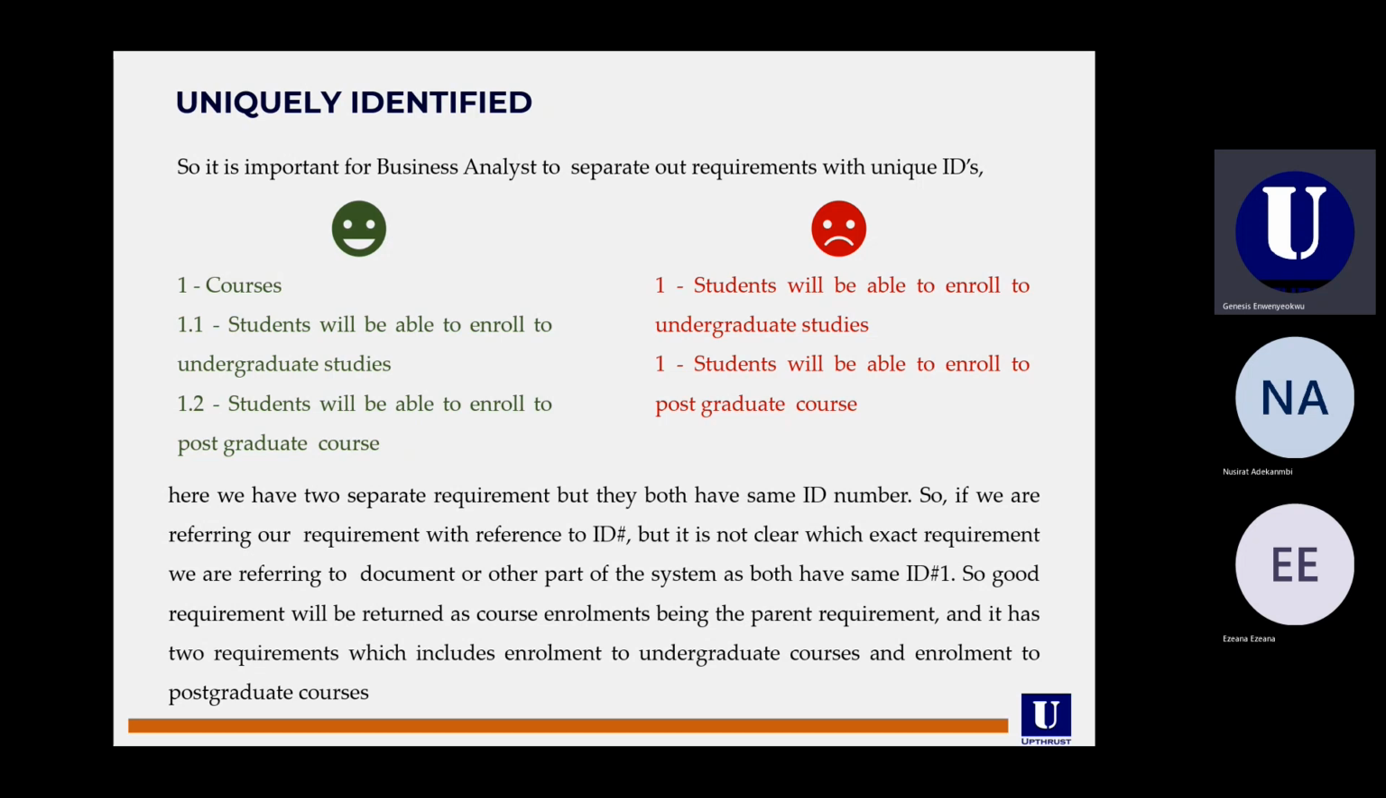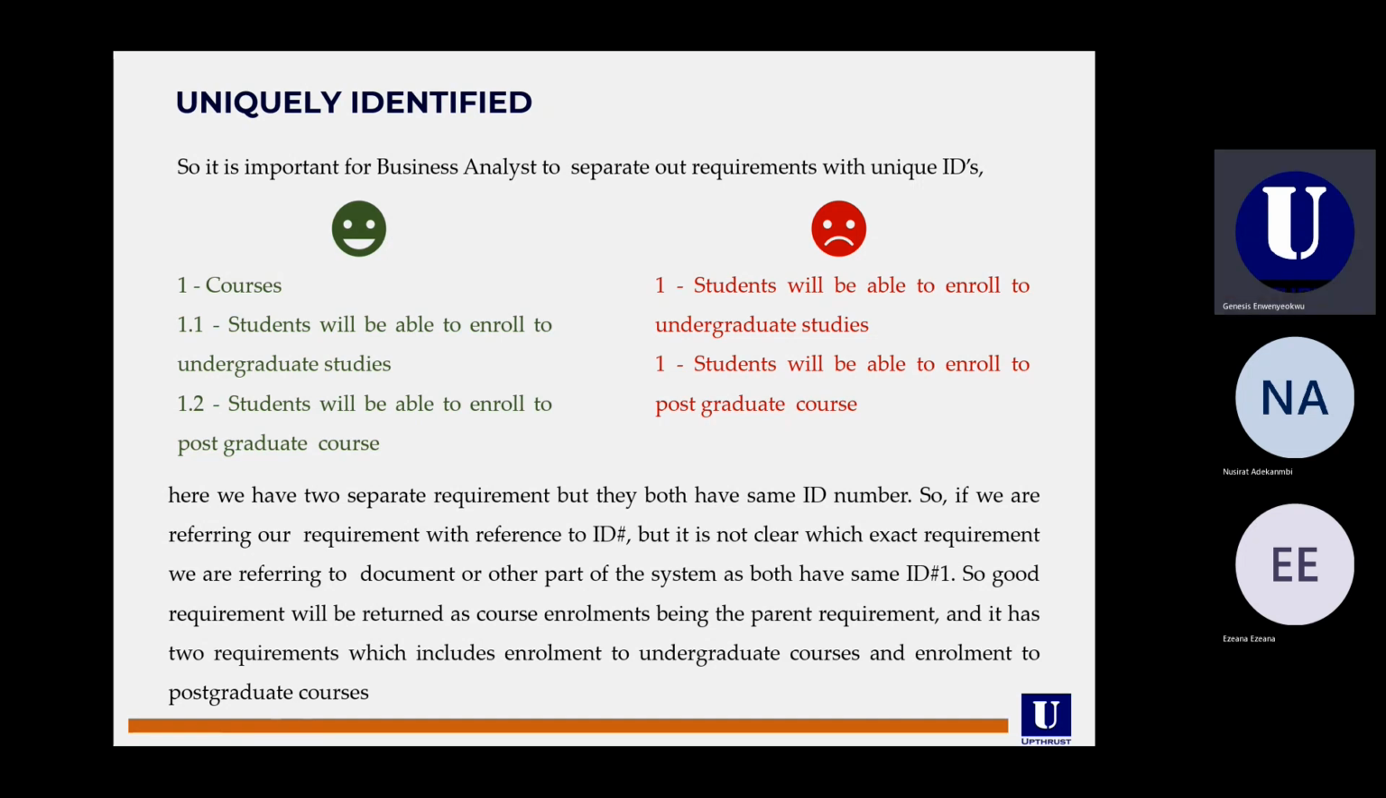We might feel, oh, we've gotten it, but to make sure that our requirement is well written, we can put them all in an epic. An epic is like a parent requirement, and say we have courses. Under courses 1.1, students will be able to enroll to undergraduate courses. Then under courses 1.2, students will be able to enroll to postgraduate courses. So we have been able to separate the requirements, but they had the same ID number as we saw on the right side.